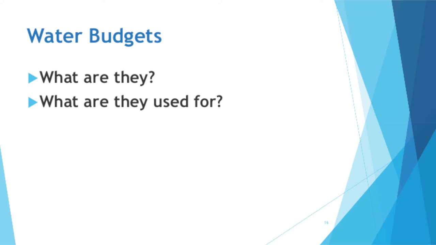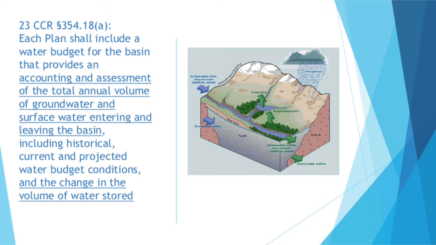So water budgets, there's a big focus on that today. I'm going to try and describe quickly what they are and why we need them and what they're used for. As part of the regulations, you have to do a water budget as part of your groundwater sustainability plan. Basically all it is, is an accounting of the total water going in and out of a basin. It includes groundwater and surface water. It's not just the part you can see on top, it's also what's underneath. And that's quite difficult, as you can imagine, because it's more difficult to measure.